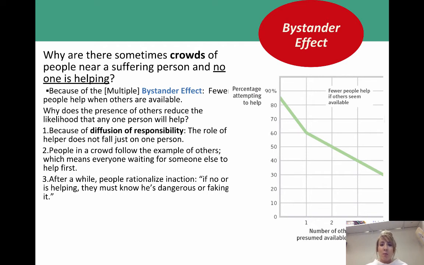We're going to talk about some examples of this in class, where they've seen this effect happen, and how you can be that one person. How you can make the change and step out, and not fall victim to the bystander effect.